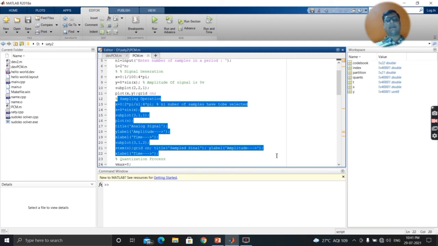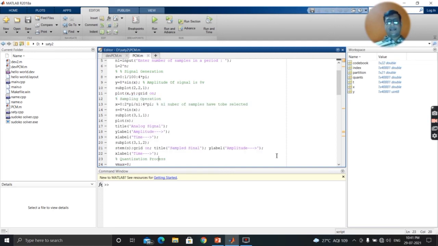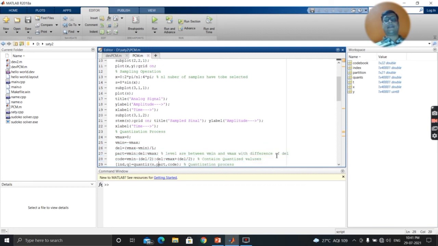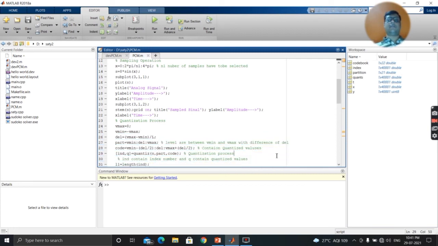Once the sampling is done, the next step is the quantization level. So in quantization, what are we going to identify? We are going to identify the step size first. How can we identify the step size del? First we have to identify Vmax, then Vmin, then del, and then the midpoint. Then you have to code it, at whichever position you are going to code. So it is Vmin minus del by 2 to Vmax plus del by 2. This is the range within which we are going to code it.